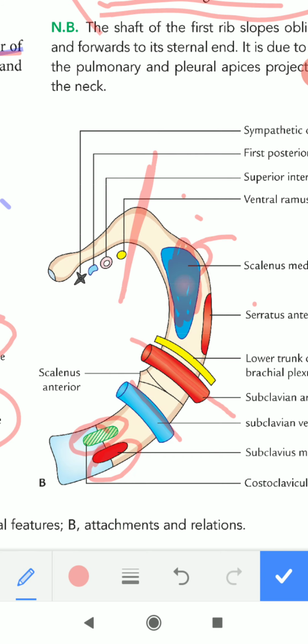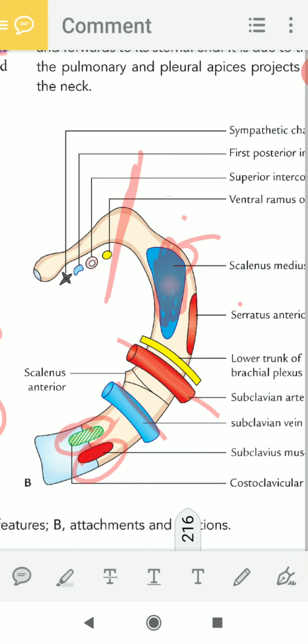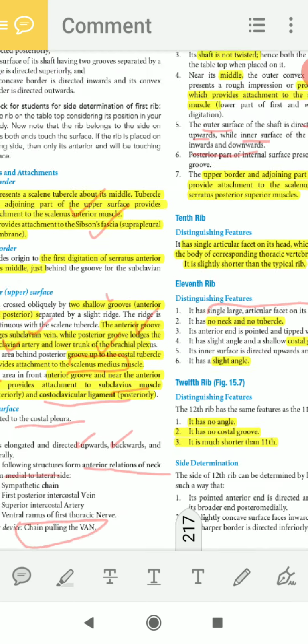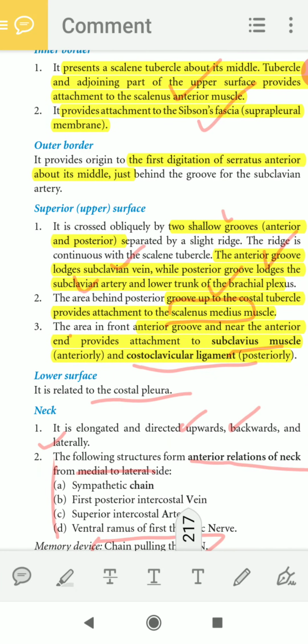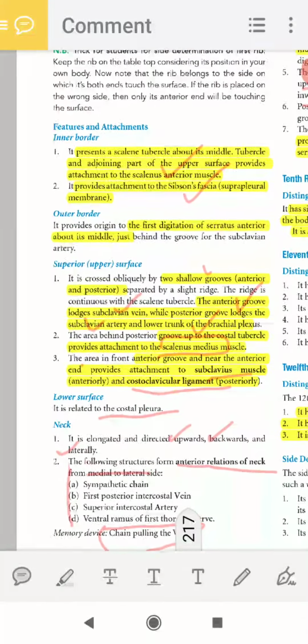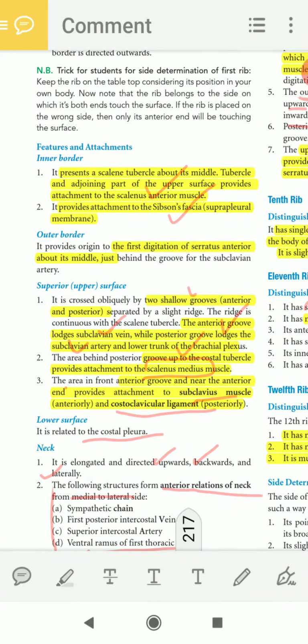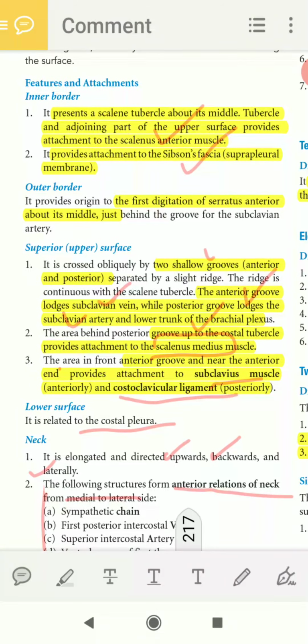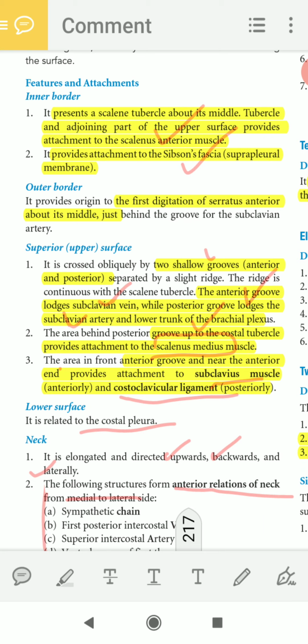Now come to the two surfaces. The upper surface we have already talked about. Now come to the lower surface. The lower surface is related to the costal pleura. Now come to the neck.